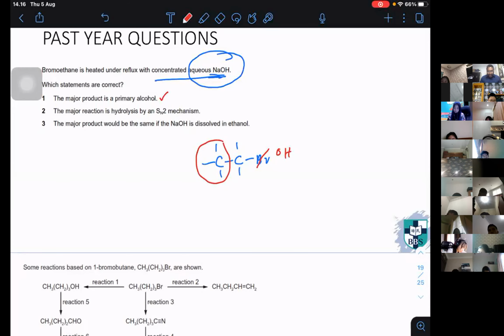And we know this is a primary halogenoalkane. A primary halogenoalkane will always undergo the SN2 mechanism, correct? The major product will not be the same if NaOH is dissolved in ethanol. You are not going to get alcohol, you are going to get ethene. So we don't want that to happen, and that is not going to happen also. The answer is going to be 1 and 2.